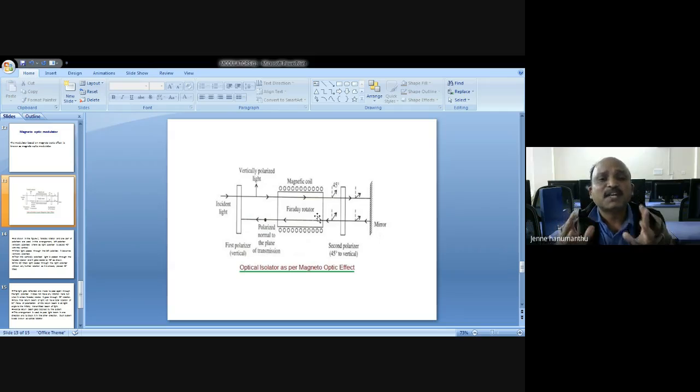So it comes under magneto-optic modulators. These are the three types of modulators available in the syllabus. It is very simple to understand. Draw the diagram, explain the principle, right? It is a very good question from the examination point of view.